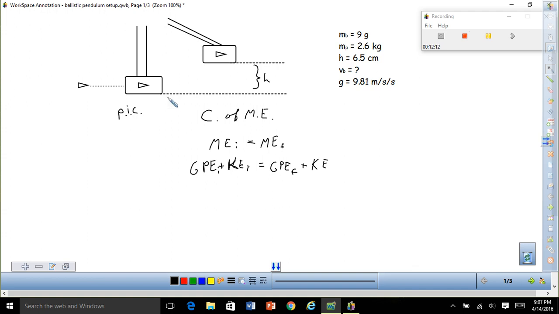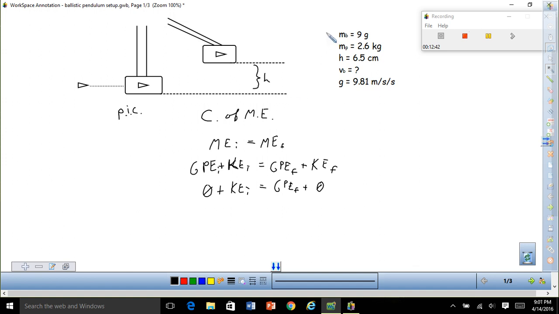Well, if we treat this as our reference point, then the initial GPE would be 0, and we would have our initial kinetic energy. And then here we'll have some final GPE because it's elevated at a height above our reference point. But it comes to rest at the peak of its flight, and so the final kinetic energy is 0 joules. So at this point we can see that our initial kinetic energy is equal to our final gravitational potential energy.